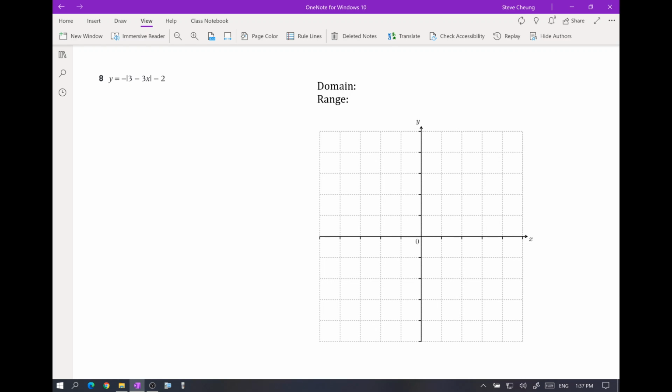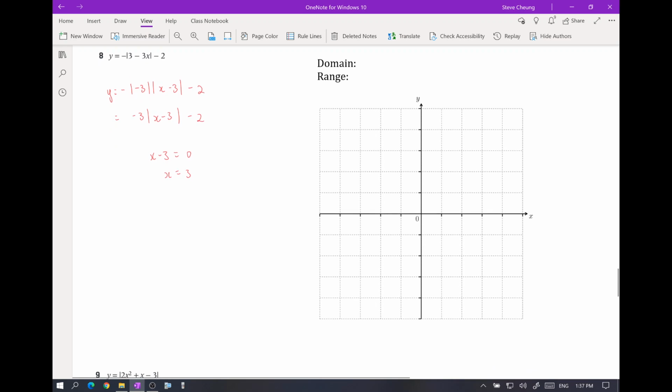So now that you know how to do 7, question 8 is pretty much the same. I'm going to do two things at the same time. I'll take away the negative as well as the common factor. So this will become that after the first step. Okay, so that's that. Which means we have the vertex at 3, -2.